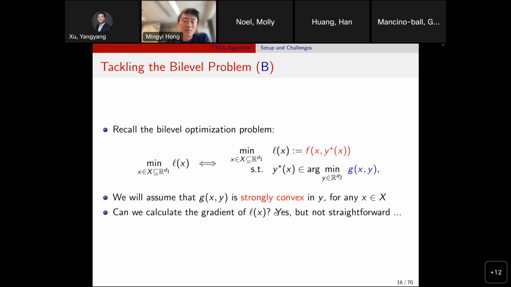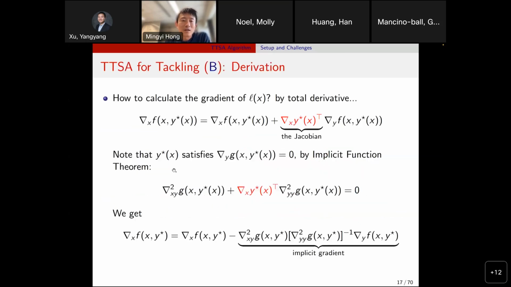Well, we can actually prove that this is differentiable by using this condition and assuming f is differentiable. And can we calculate the gradient for L to begin with? So if we can calculate the gradient for L, then probably I can just do a gradient descent on L. Okay. So it turns out that this is not very straightforward, but it's still doable.